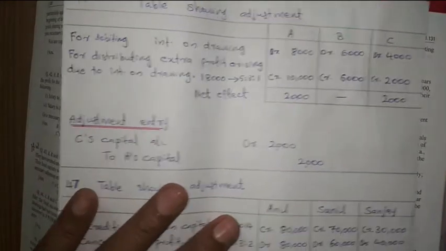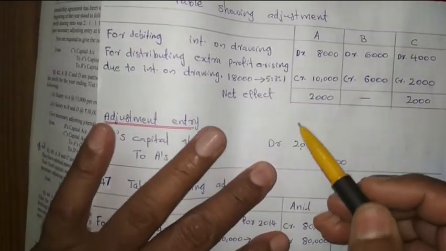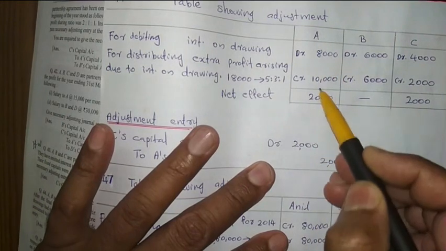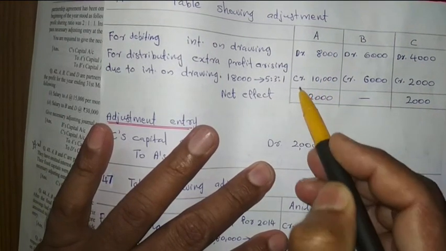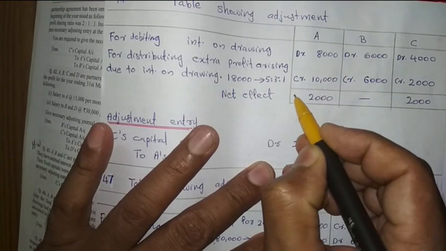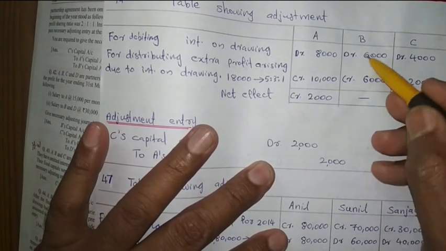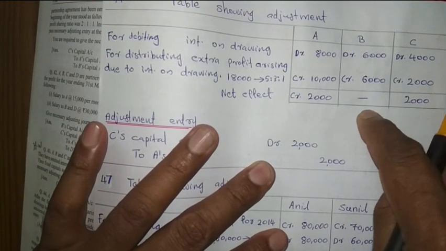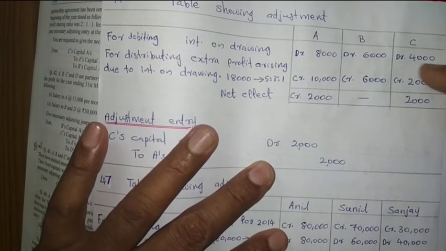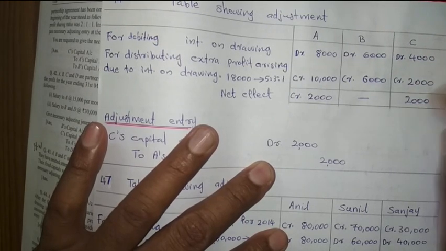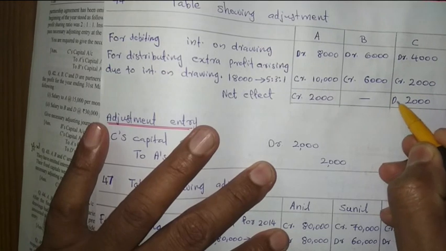Then the net effect will be, here the difference of these two will be 2,000 and credit is more. That is why here we are giving credit. Then here both the amounts are equal, so no effect here. And here debit is more. Debit is 4,000, credit is 2,000, the difference is 2,000. Then this will be debit.